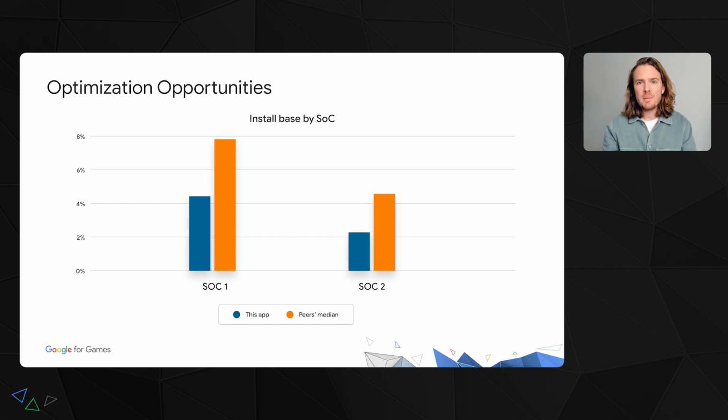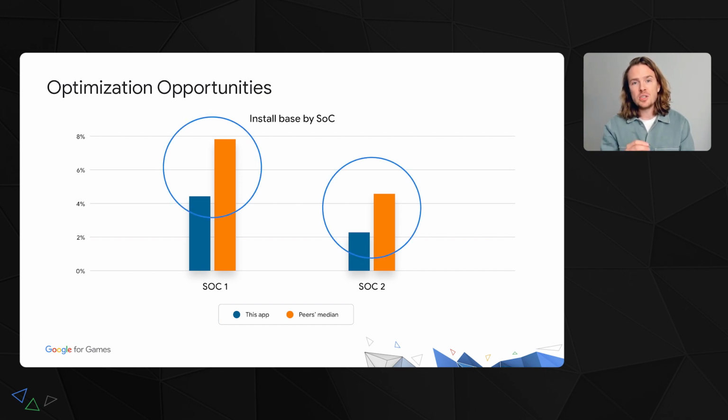These 2 SoCs are very popular in India for a sample game's genre. However, the sample game's install distribution on these chipsets is much lower than its peers. This shows that there may be a great opportunity for the sample game to capture more players in India. And if they did, those players would likely be playing on these 2 SoCs.